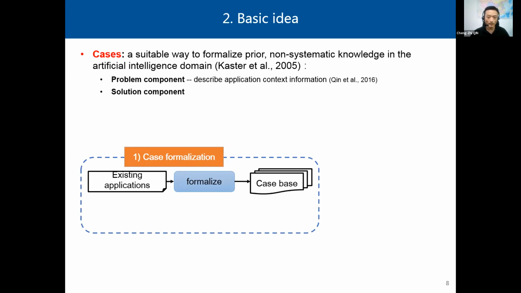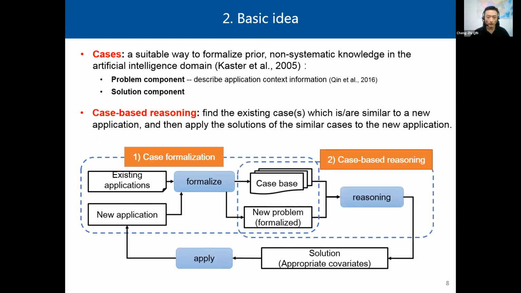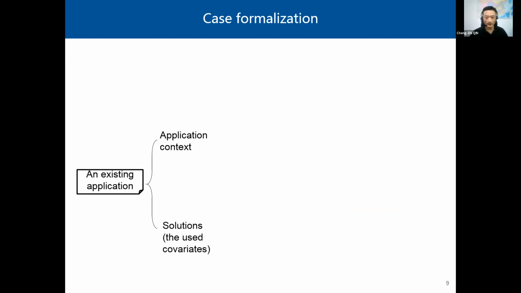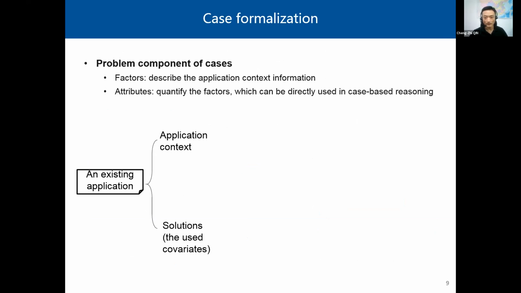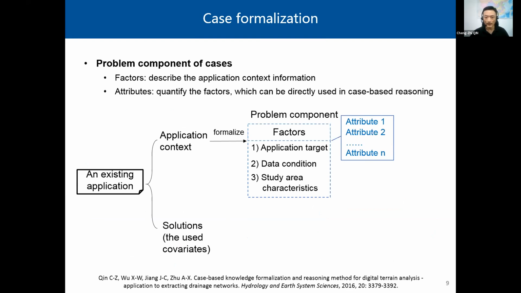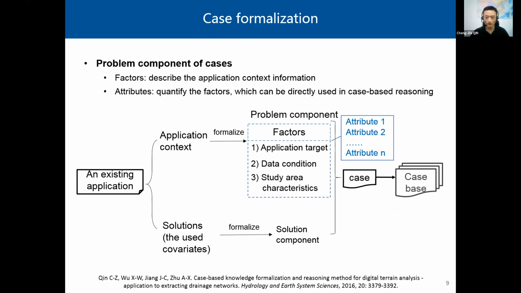And when we formalize the different existing cases to prepare a case base for a new application, we can use case-based reasoning to find the proper solutions for the new application based on the existing case base. For each existing application, the key is to formalize its application context through a set of attributes to quantify the different kinds of factors describing the application context, such as application target, data condition, and study area characteristics. And for the solution component of the case, we just record the solution, the covariates used in the application case. So we can prepare the case base.